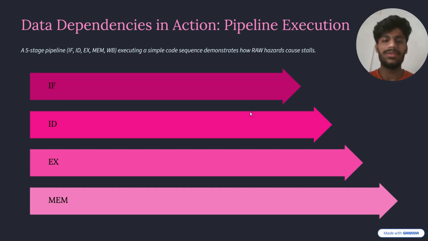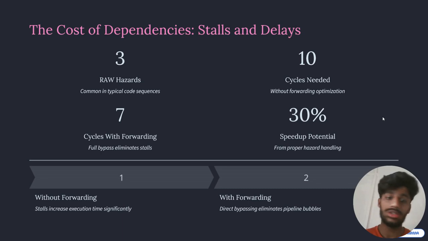Now, when we talk about the effects of dependency, these stalls directly increase execution time. For example, without any optimization, more cycles are needed due to waiting. This reduces overall performance. The main reason is that dependent instructions cannot proceed until the previous ones are complete.